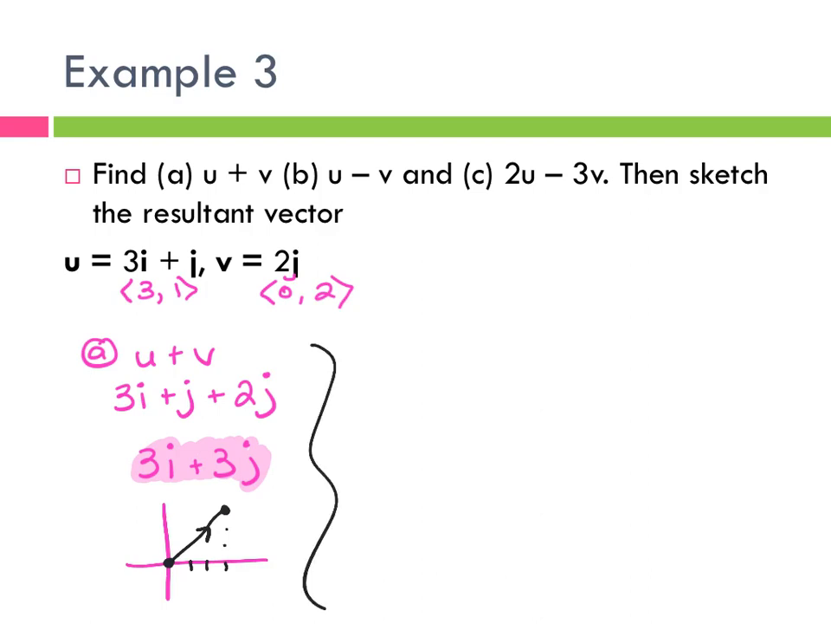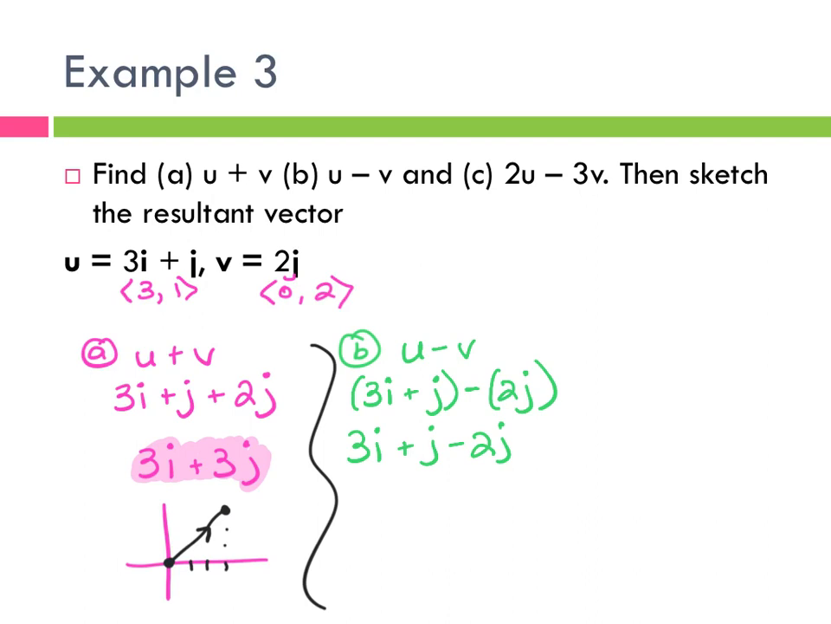B is u minus v. So now I'm going to do u, which is 3i plus j, minus v, which is just 2j, and I get 3i plus j minus 2j, or 3i minus j. There's my vector. And then I'm going to graph it. This time, I'm going to go to the right 3, down 1.